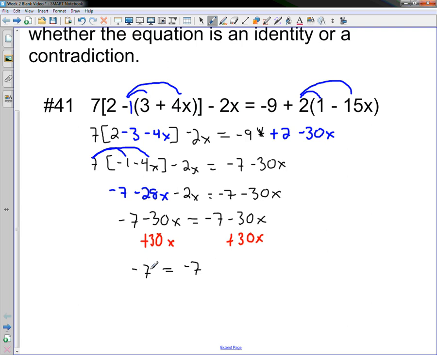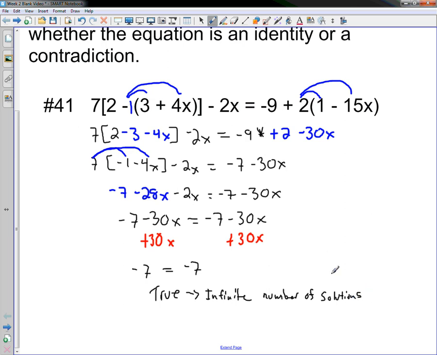Well, negative 7 equals negative 7. That's a true statement, and that's going to be important. If we ended up with negative 7 equals maybe 4, that would be a false statement, and that's going to give us something different. So when we have a true statement, that tells me that I have an infinite number of solutions, meaning I can plug in any number that I want.